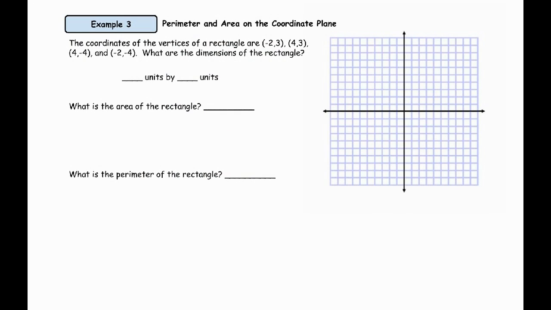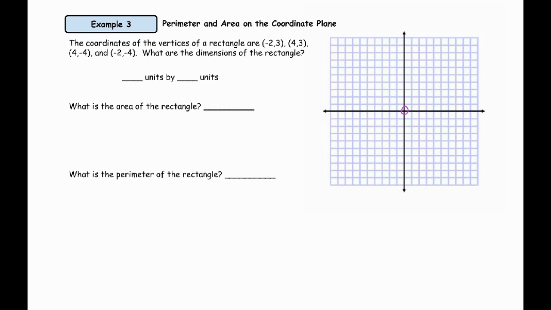Example 3, perimeter and area on the coordinate plane. The coordinates of the vertices of a rectangle are negative 2, 3; 4, 3; 4, negative 4; and negative 2, negative 4. What are the dimensions of the rectangle? So in order to find the perimeter and the area of this rectangle, I must first plot the points on my coordinate plane, connect the dots, and form my rectangle and work from there.